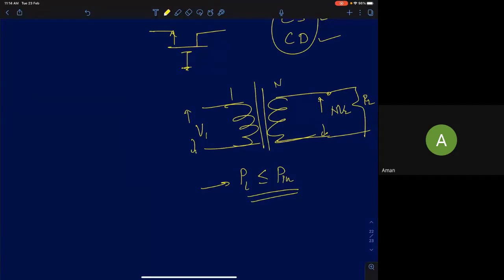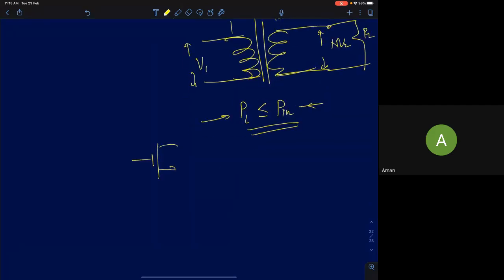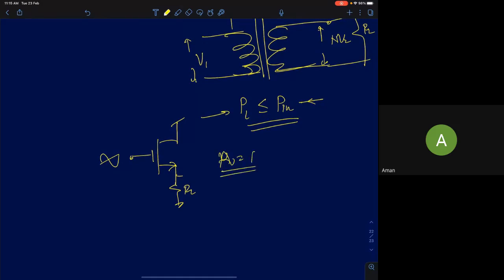But in practice, if there are some losses in the transformer, your load power will always be less than the input power. That's one distinguishing feature of a passive device. A passive device or circuit cannot amplify power. An active device can amplify power. So that is why, even though in the common drain configuration the voltage gain was just one, we still call it an amplifier, because it provides a huge power gain, because the current gain is infinite.